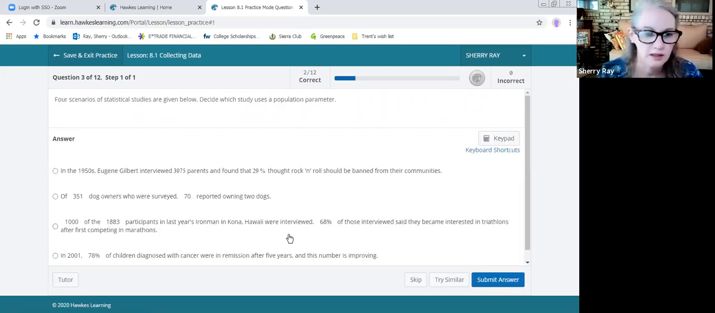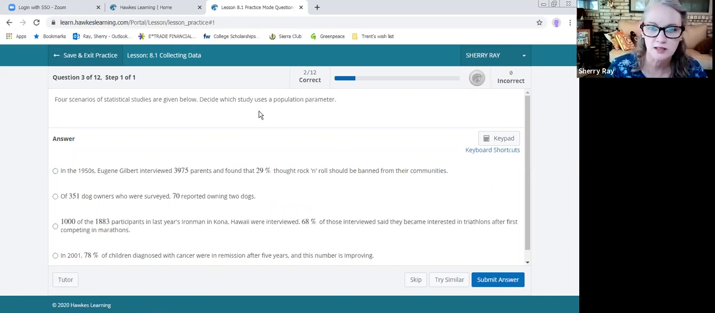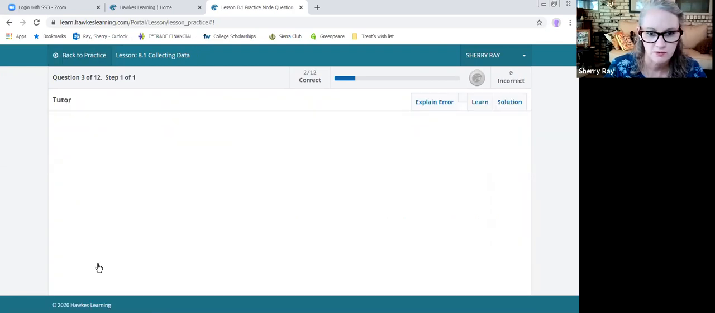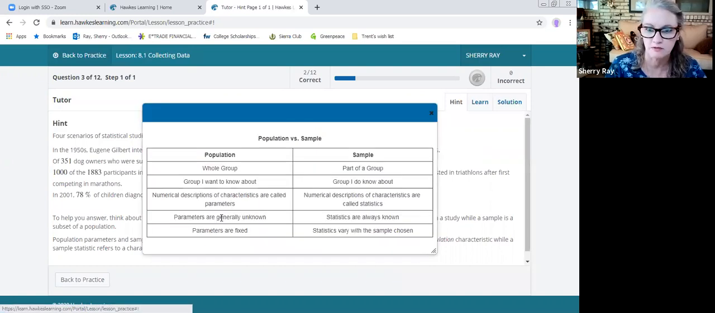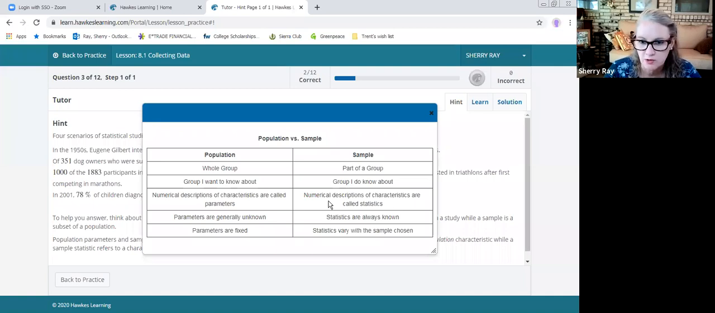Now, these are the ones that talk about a population parameter. So the difference between a parameter and a statistic, let's review over that. Population versus a sample, okay? A population represents the whole group, and a sample is part of the group. You know about what the sample is, but you don't know exactly everything about the population.